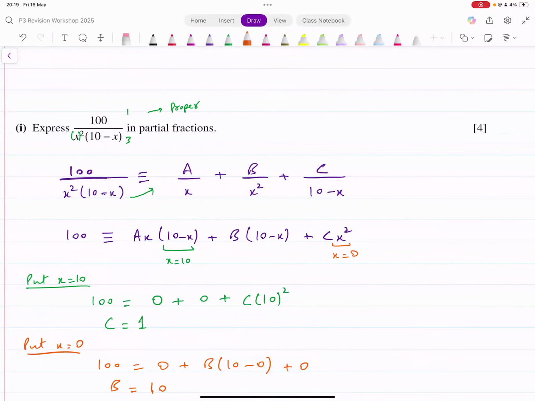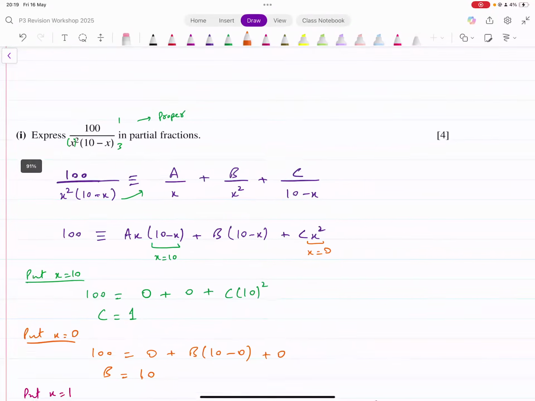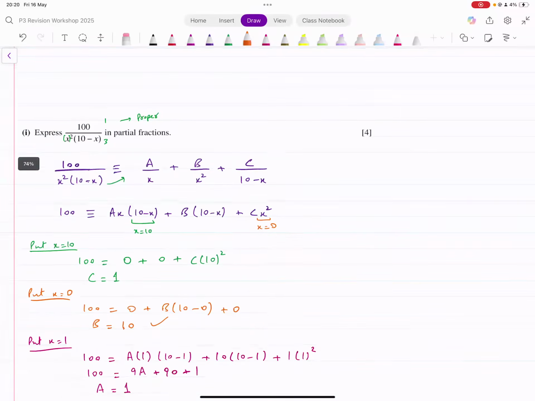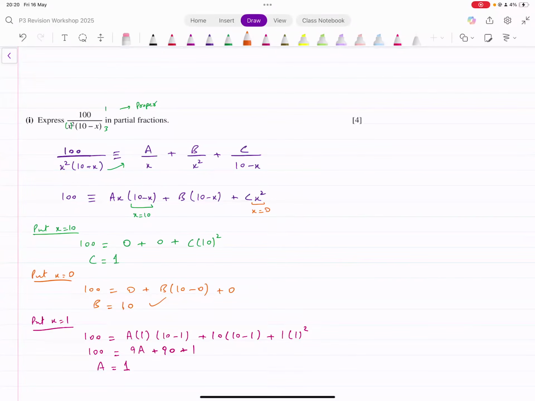We can input x equal to 0 then. When we do that, C gets eliminated in this case. We input x equal to 0, and that gives us the value for B here. Then we input x equals 1, because now we've run out of brackets. We use any small positive integers, x equals 1, and that gives us the third solution.